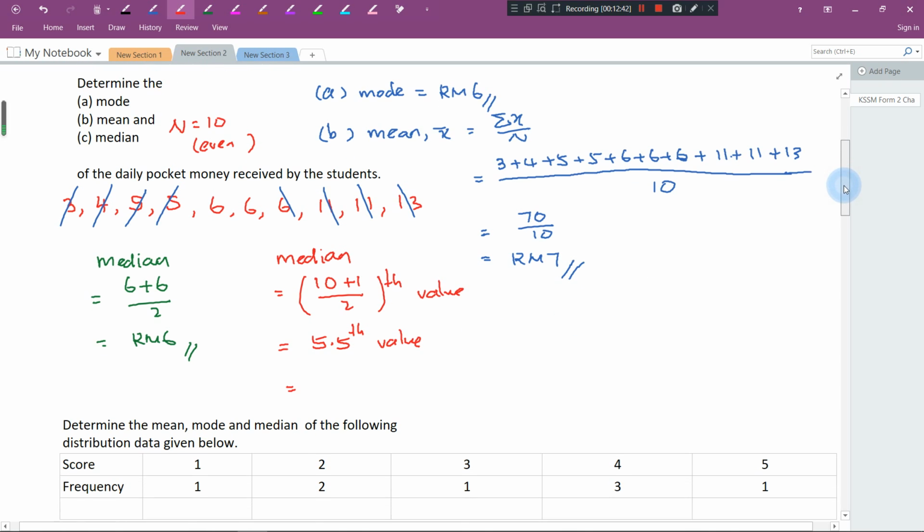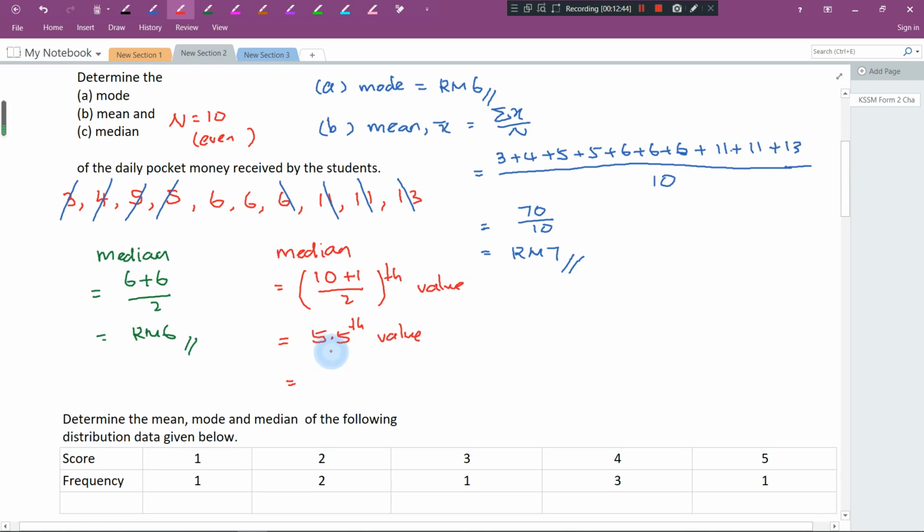But be extra careful. 5.5 is not the median. This just tells us the position of the median. Every time you see 0.5, you know that we have to take two data, add up together, then divide by 2. First, second, third, fourth, and fifth. So it means that we have to take the fifth data plus the sixth data divided by 2. You get the same answer, which is equal to RM6.